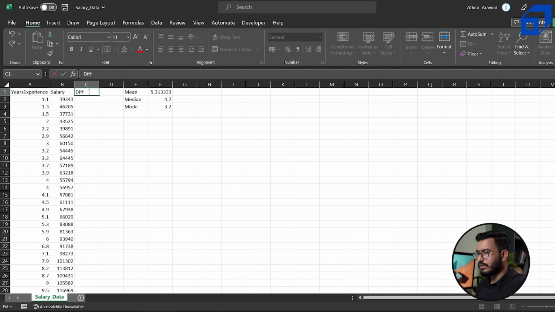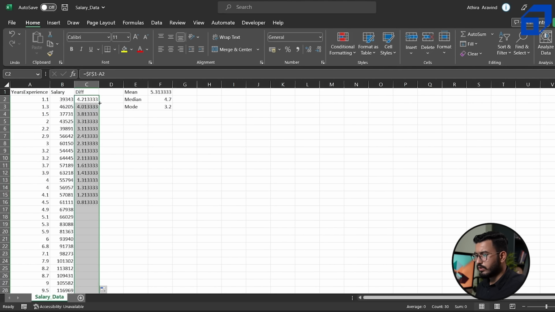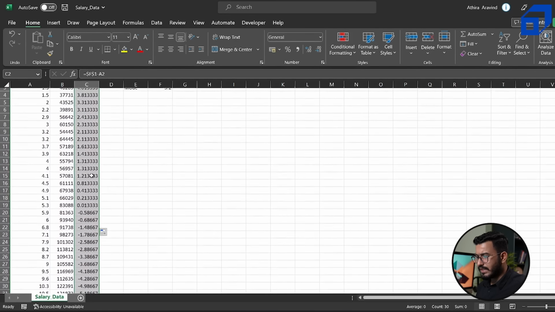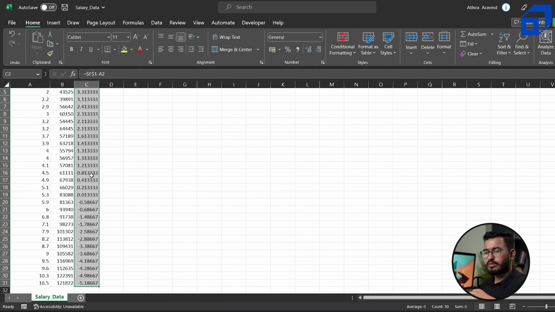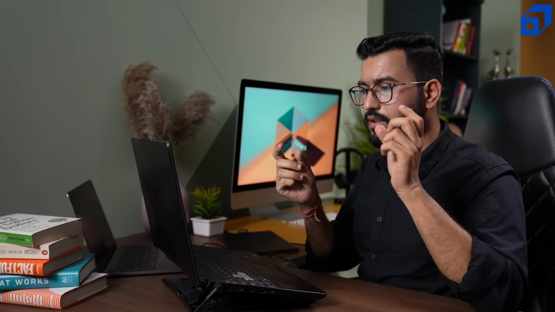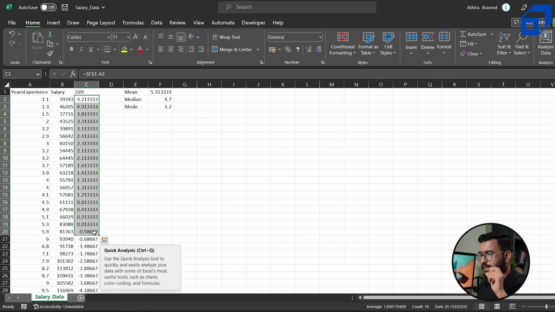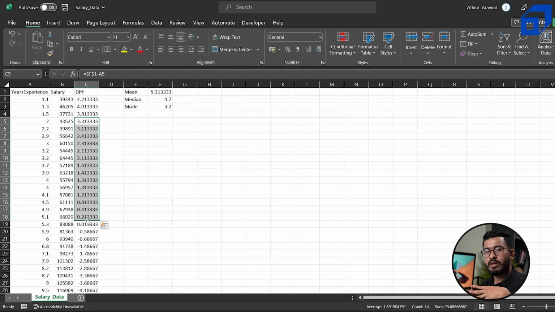So I'll write DIFF, which is difference, is equal to average minus the value, and I'll fixate the average value and press enter. Now this is 4.2. Let's apply the formula to all the rows. Now here you can see that I have some positive values, some negative values. If I wanted to find out on an average how much the value is above or below the mean, I need to take the average of this column, right? But if I take the average, my positive values will cancel out negative values. So that is a problem, right?